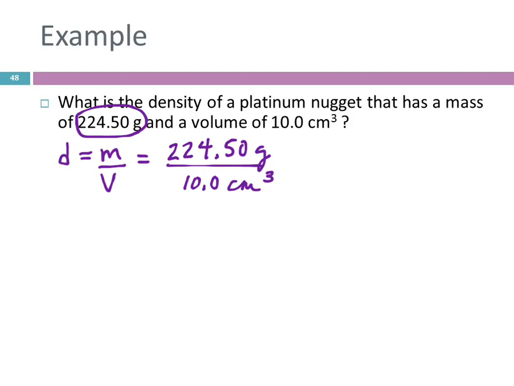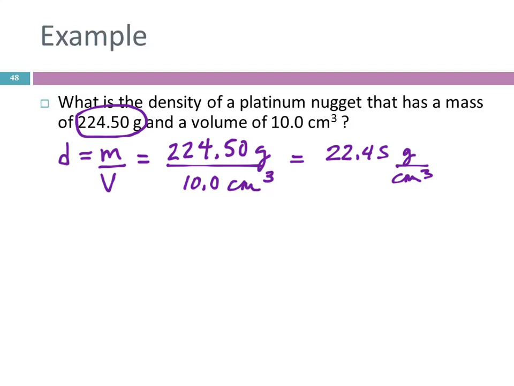Well, we really shouldn't need a calculator for that one, should we? We're just dividing by 10. So that's going to be 22.45. That's what your calculator is going to show you. And what are the units? Do they cancel out? No, they don't. If units don't cancel out, you just carry them over. And so that's grams per cubic centimeter.